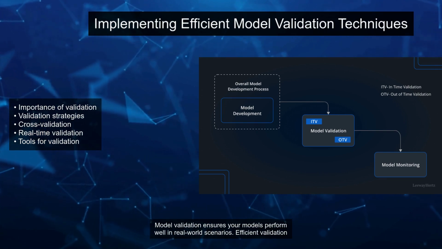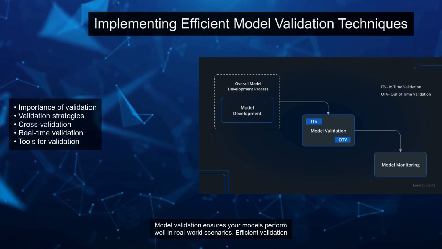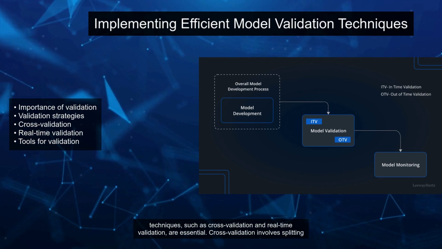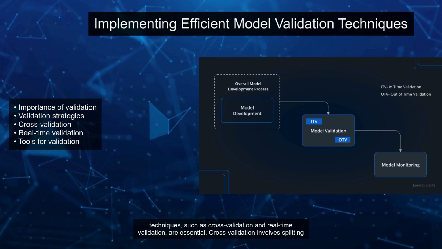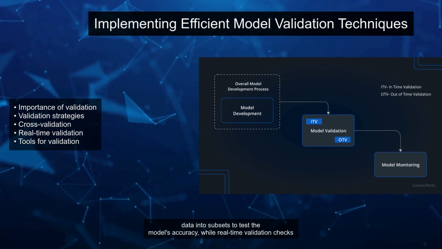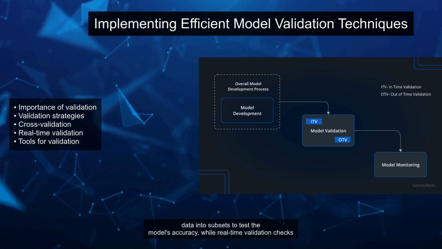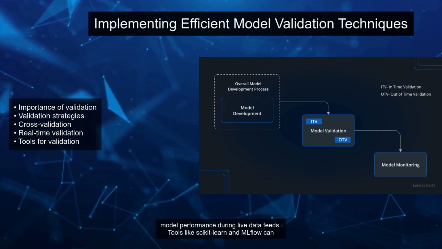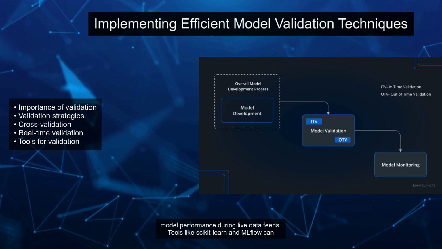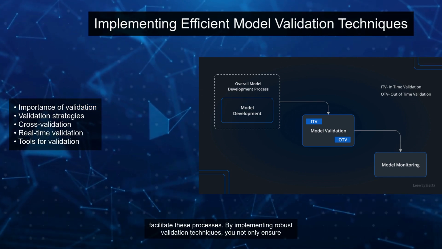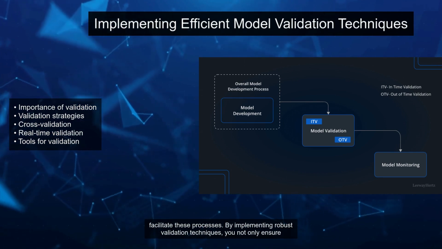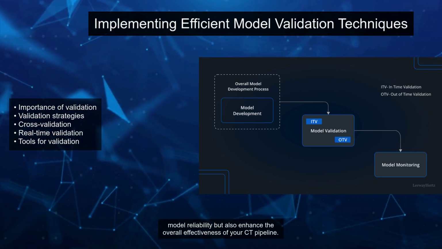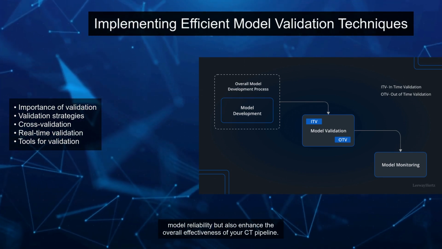Model validation ensures your models perform well in real-world scenarios. Efficient validation techniques, such as cross-validation and real-time validation, are essential. Cross-validation involves splitting data into subsets to test the model's accuracy, while real-time validation checks model performance during live data feeds. Tools like scikit-learn and MLflow can facilitate these processes. By implementing robust validation techniques, you not only ensure model reliability but also enhance the overall effectiveness of your CT pipeline.